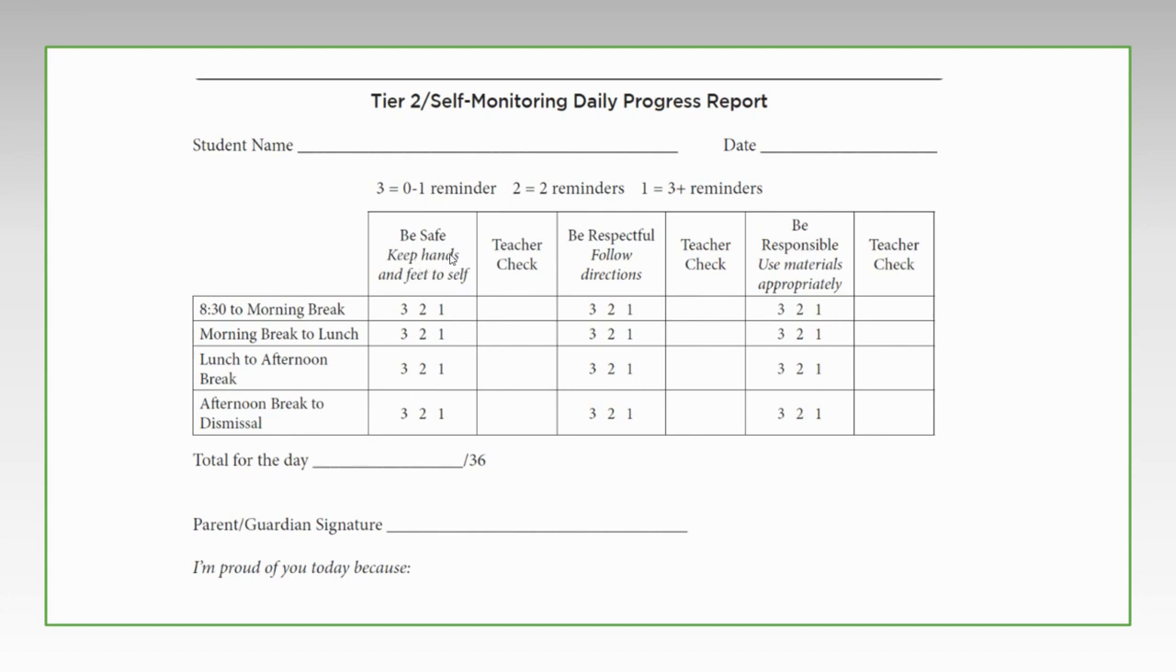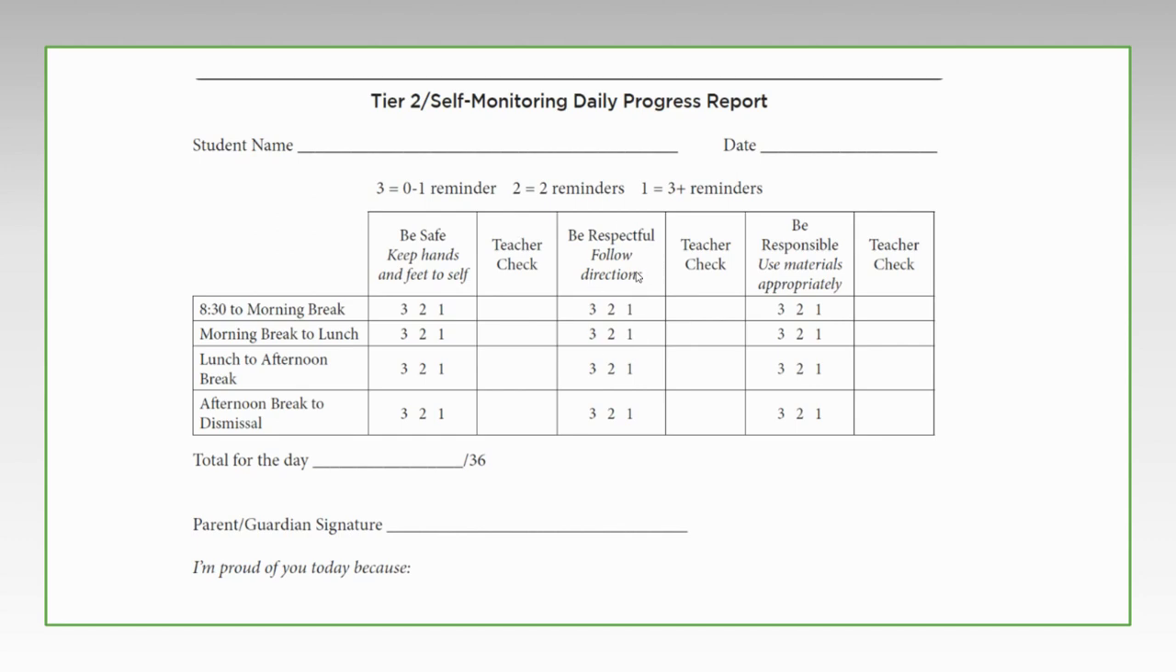We have the skills across the top, which in this case is be safe. We have the school wide. Again, we're connecting this to the school wide expectation. So in this case, be safe. And this student is tracking and monitoring their ability to keep their hands and feet to themselves. They have their rating. And then along this side, they have the teacher check.